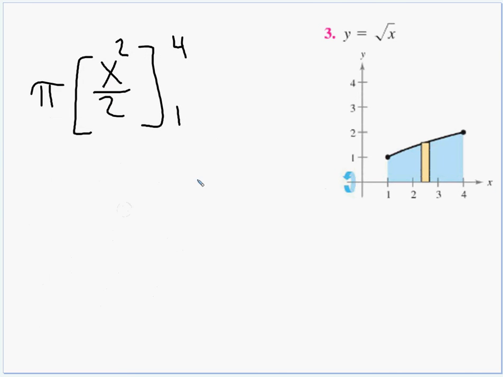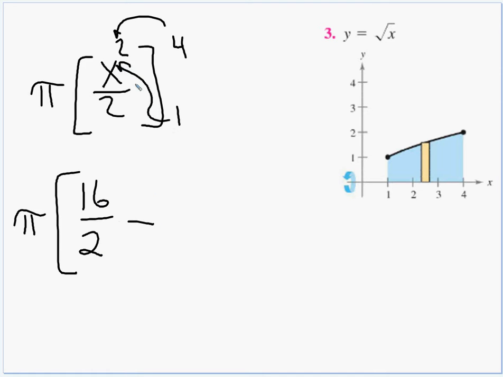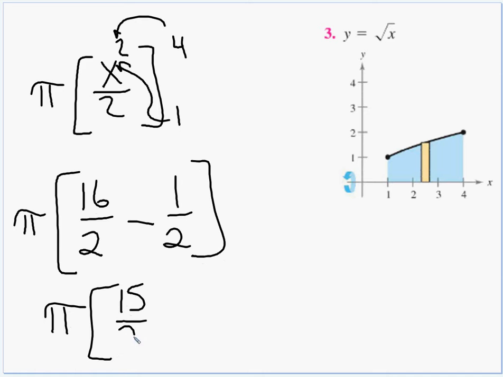So let's see. Again, I like to save my pi for the very end. The 4 jumps in. 4 squared is 16, 16 over 2. Minus the 1 jumps in, the lower limit. 1 squared is 1, 1 over 2. 16 halves minus 1 halves is 15 halves. So 15 pi over 2 would be our final answer.